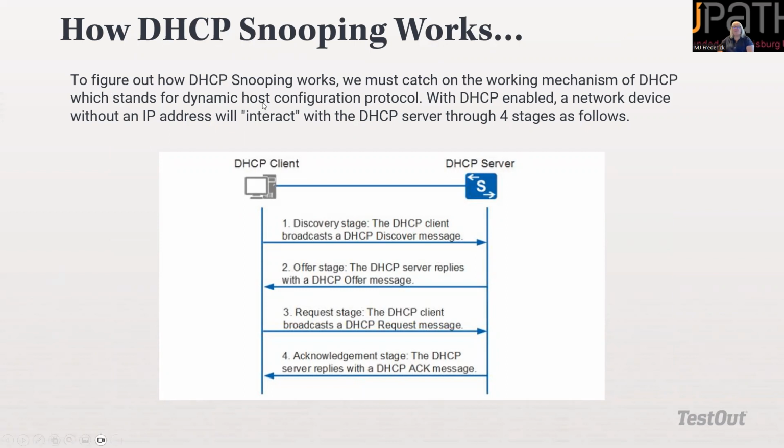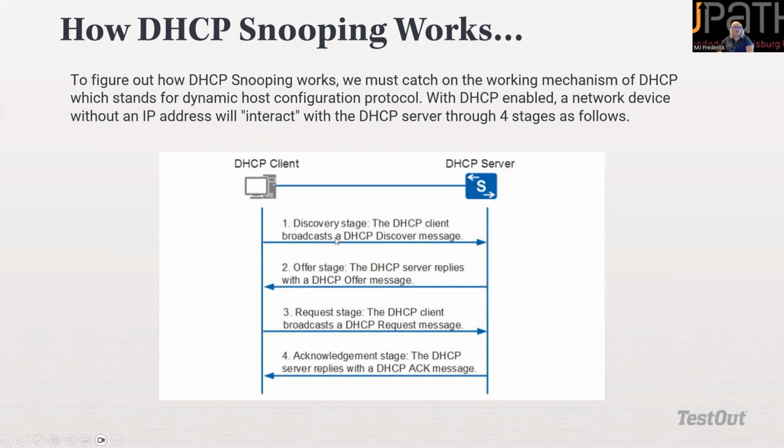So to figure out how DHCP snooping works, we have to catch the working mechanism, right, of DHCP, which stands for Dynamic Host Configuration Protocol. Once it's enabled, the network device without an IP address is going to interact with the DHCP server through 4 stages, right? If it doesn't have one yet, we've got to allocate one. So here's our client going to the server. So this is the discovery stage, because we have discovery, offer stage, request, and acknowledgement.